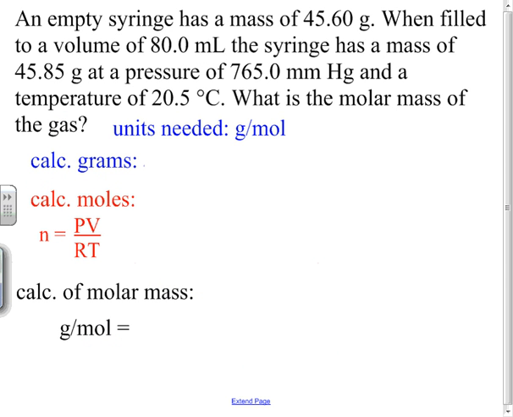In this problem, we're told that an empty syringe has a certain mass. When you fill it to a certain volume with a certain gas, you get a mass of 45.85 grams at a certain pressure and a temperature of 20.5 degrees Celsius. What is the molar mass of the gas? The units for molar mass are grams per mole.